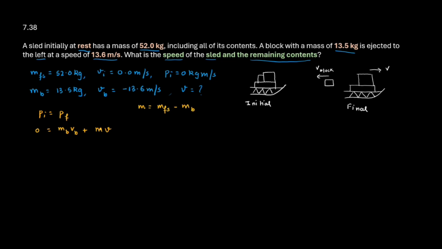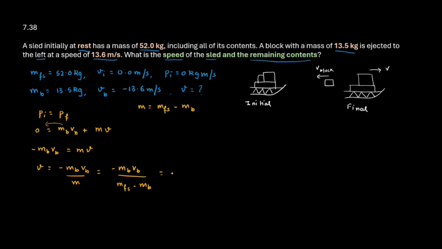Now let's rearrange the terms to calculate v. I will move this to the other side. So we get negative mb vb equals m times v. I need to find v, so let's divide by m. v will be equal to negative mb vb over m. Substitute for m from here. I write this as negative mb vb over mass of full sledge minus mass of the block.